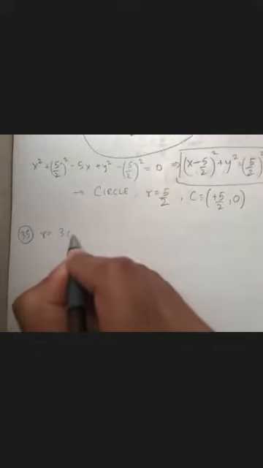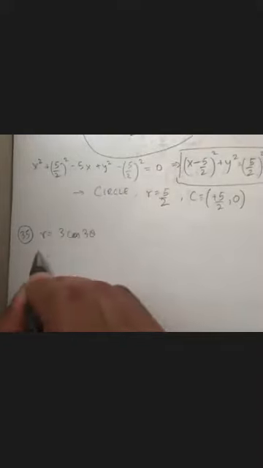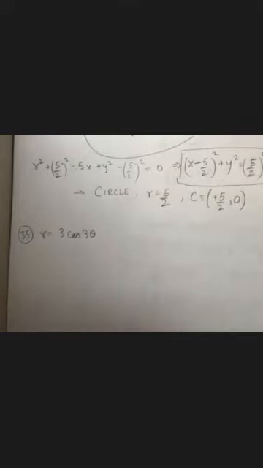So now we've sketched the curve with a given polar equation by first sketching the graph of r as a function of theta in Cartesian coordinates. So r is 3 times cos 3 theta. First we have to sketch the graph of r as a function of theta.